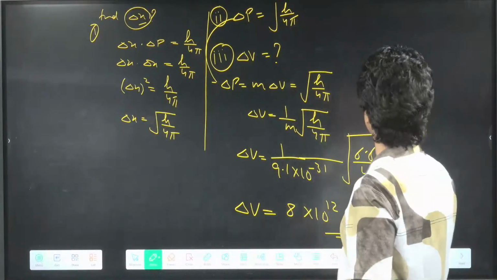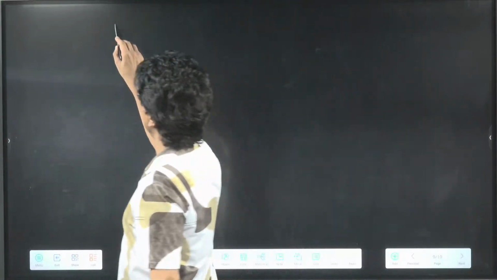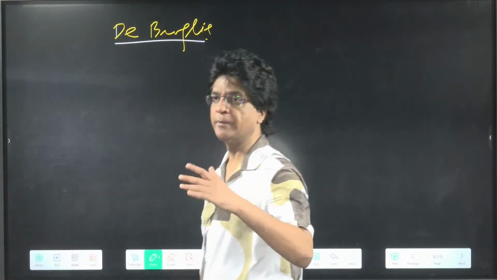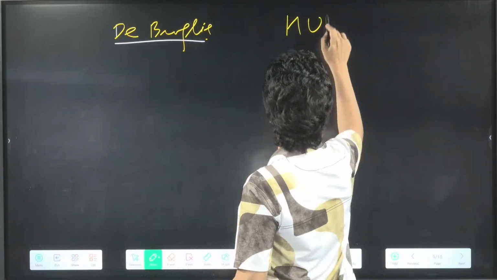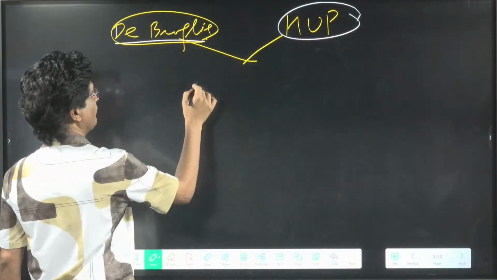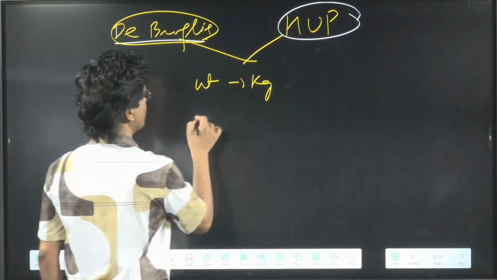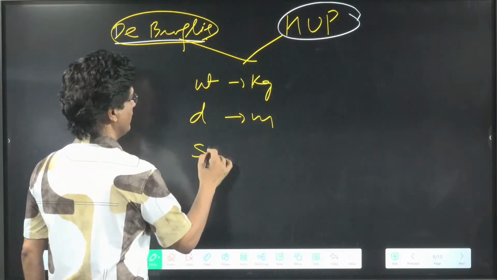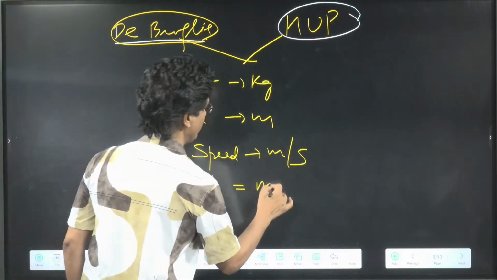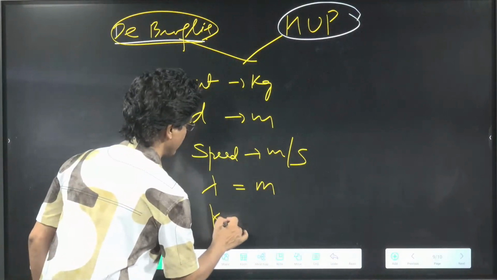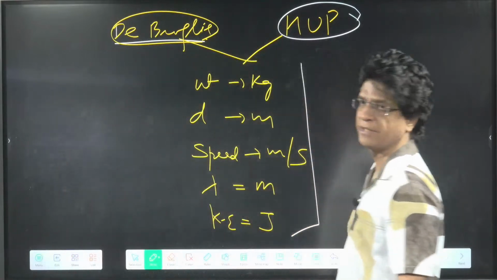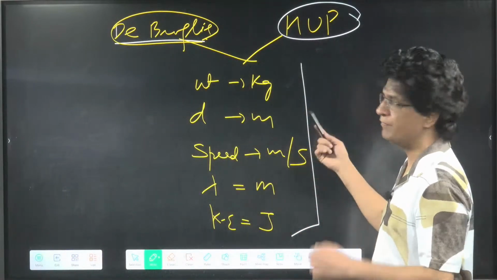Is that clear? Remember that for de Broglie, I told you, this is basically de Broglie or HUP, the Heisenberg uncertainty principle. The units are almost the same. For example, the weight has to be in kg, distance has to be in meter, speed has to be in meter per second, lambda you will measure in meter again, and the kinetic energy or energy will be in joules. Are you getting that? So please don't mess with these units, otherwise you will get the wrong answer. So can we carry forward now?